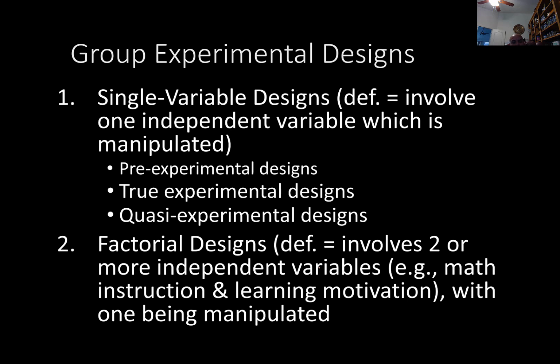So the group designs, okay? You obviously have the single variable design, which involves the manipulation of one variable, 3 different types, okay? Pre-experimental designs, true experimental designs, and quasi-experimental designs. As we talked about, randomization is key in the true experimental. In education and schools, you're going to see a lot of these quasi-experimental designs where randomization is not possible.